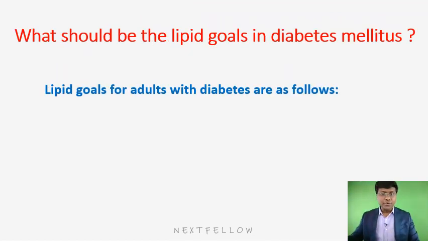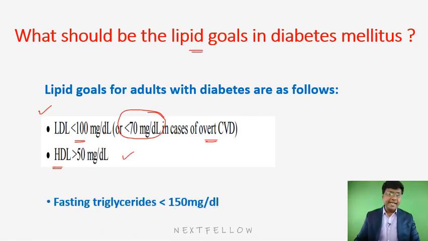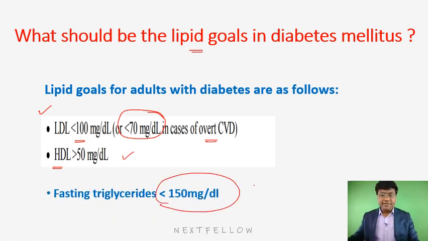Next, okay, you have done the lipid testing. What should be the lipid goals in diabetes mellitus? For LDL cholesterol, the goal should be less than 100 milligrams per deciliter. But if the individual has overt cardiovascular disease, then the LDL goal is only less than 70 milligrams per deciliter. Whereas high density lipoprotein should be more than 50 milligrams per deciliter, and triglycerides should be less than 150 milligrams per deciliter. So these are the lipid goals in diabetes mellitus.